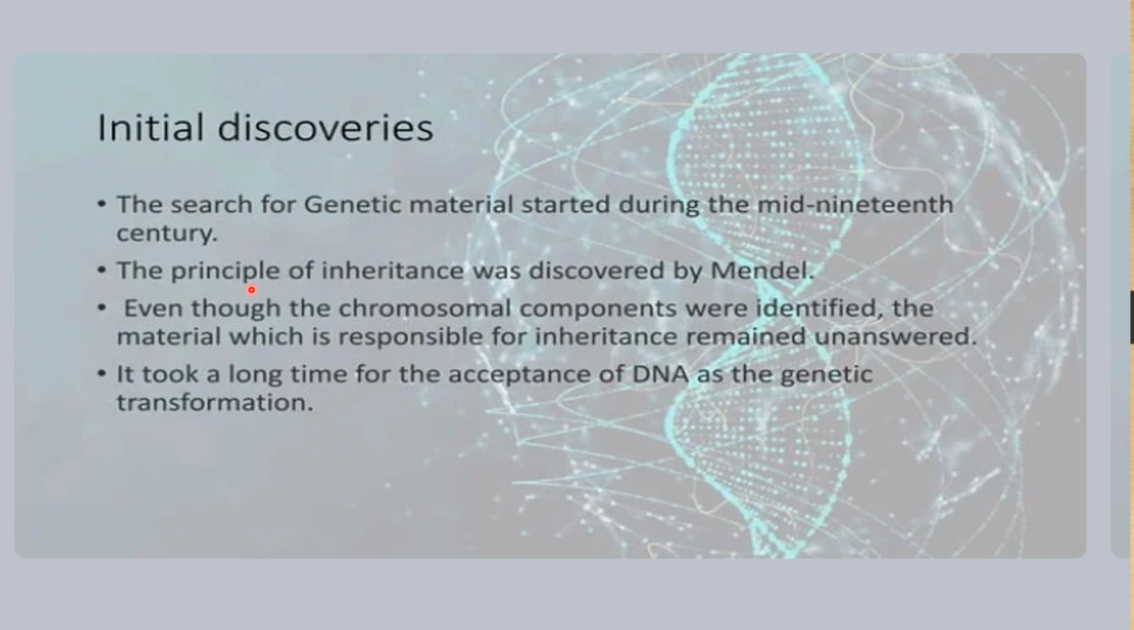Scientists knew about inheritance, meaning the transmission of characteristics from parents to offspring, but they did not know how it occurs or which biomolecule is responsible for this. This question remained unanswered for a long period of time, and through various experiments it was proved that DNA is actually the genetic material that transfers information from one organism to another. So we will have to discuss these different types of experiments.